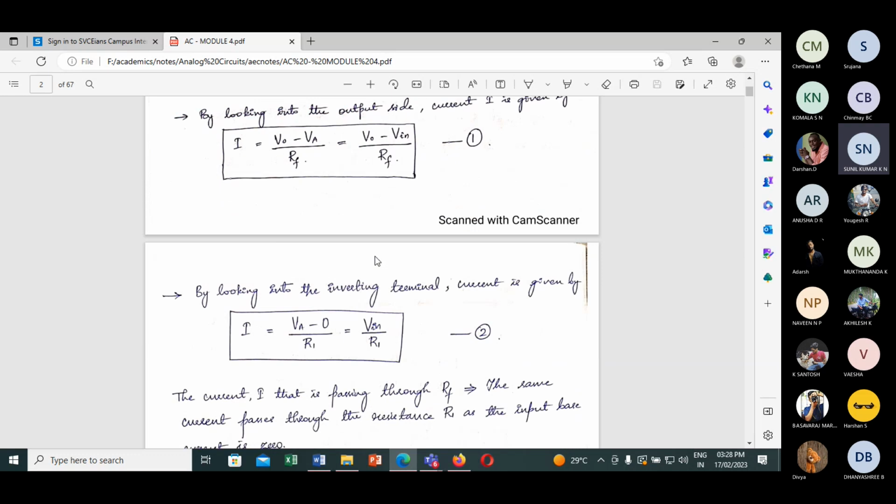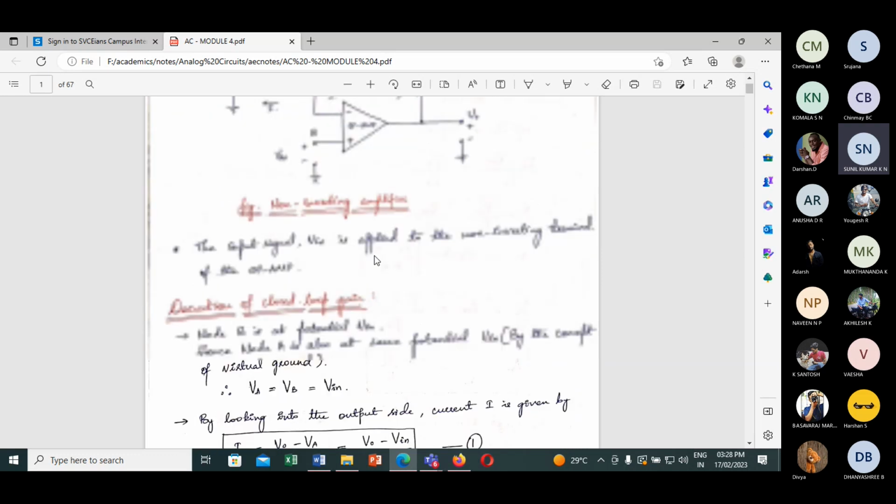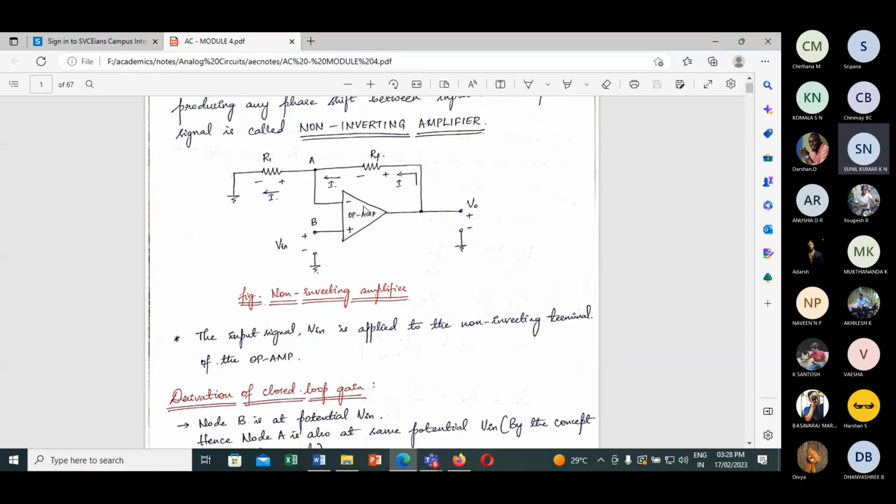When we look at the inverting terminal, no current flows into it because of the virtual ground concept. Hence all the current flowing from the output terminal is going to flow through this path, because the input resistance of the op amp is very high. Effectively all the current flows across RF through R1, not into the op amp.